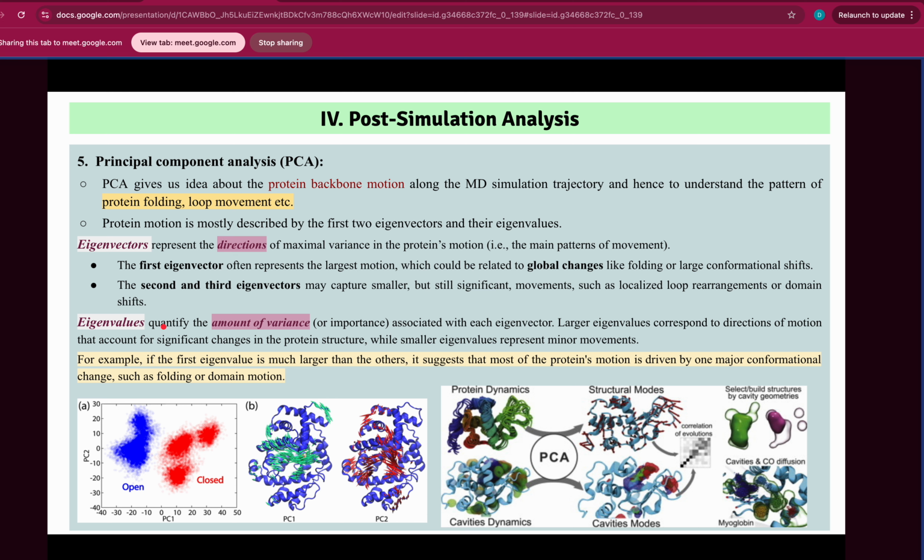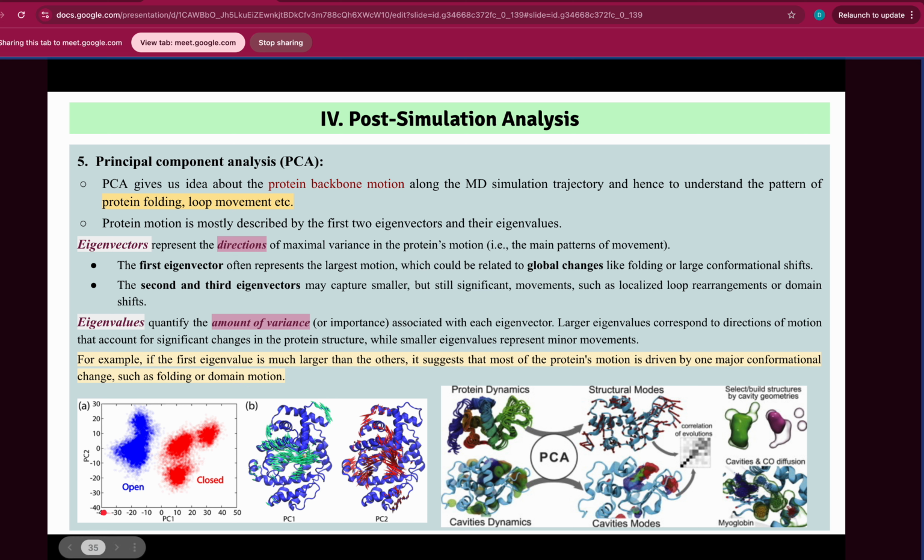So if the eigenvector is large, it will also have a larger eigenvalue, which means a significant change in the structure. If the eigenvalue is small, it is a minor movement and the amount is less. We do not majorly focus on these minor movements because they take place naturally and do not bring about any bigger change in the protein conformation. For example, if the first eigenvalue is much larger than the others, it suggests that most of the protein's motion is driven by one major conformational change, such as folding or domain motion.